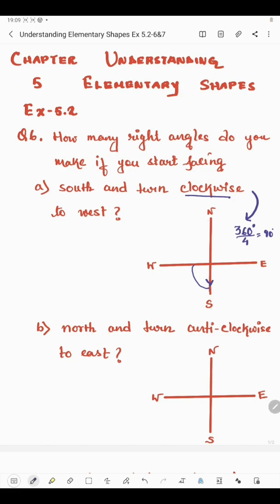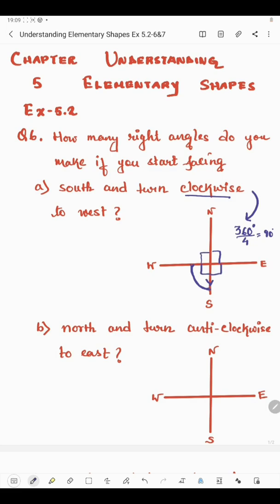So if you are facing south and you are going to west, one angle is formed, and this angle is a right angle. This is 90 degrees, because just now we have seen that the gap between two directions is 90 degrees, as a complete revolution is 360 degrees, and since there are 4 directions, 360 divided by 4 is 90 degrees. So here the gap between two directions is 90 degrees.